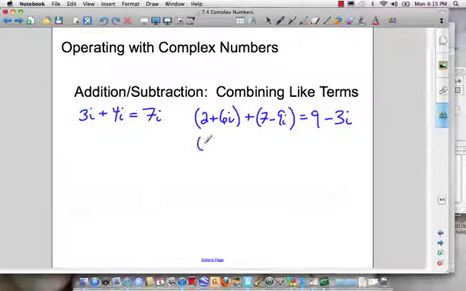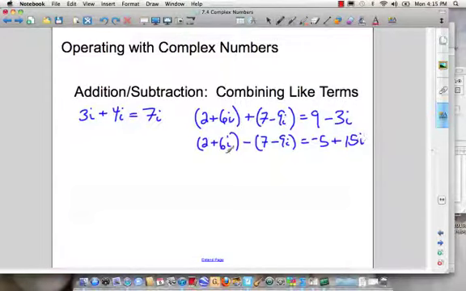And we can do something similar with subtraction. If we have the number 2 plus 6i, and we're asked to subtract 7 minus 9i, well, we are just going to look for like terms. 2 minus 7 is -5, and 6i minus -9i is 6i plus 9i, and 6 plus 9 is 15, so I get -5 plus 15i. And that's basically how you add or subtract when you have complex numbers.